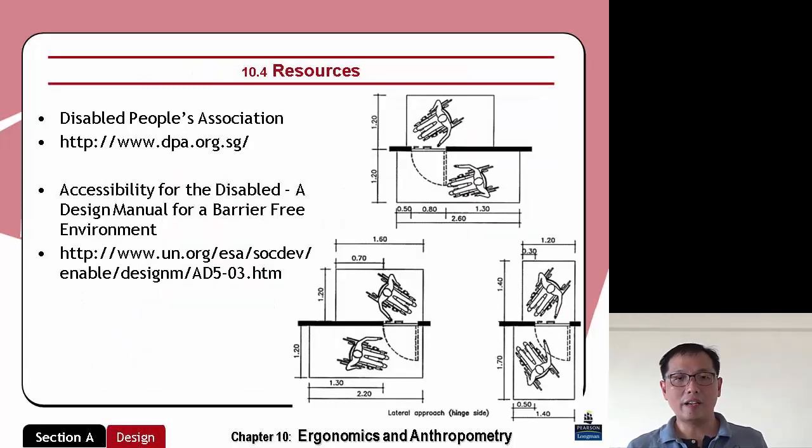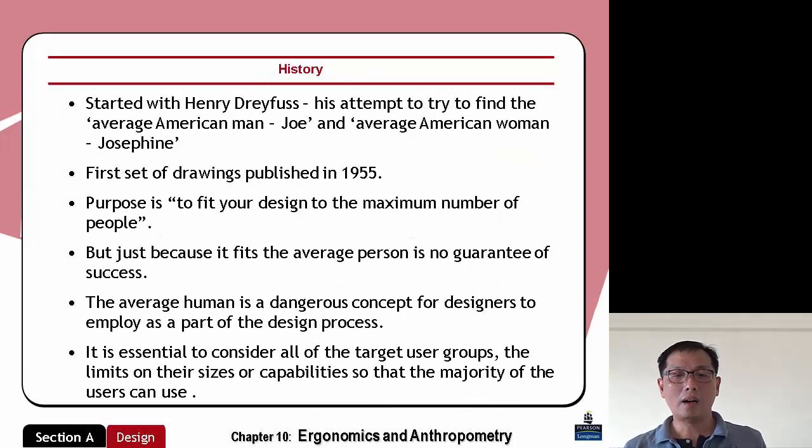These are resources available for you, the websites you can actually download. It gives you a very good chart of how doors can be opened by wheelchair users and how things can be accessed easily by wheelchair users. I'm going to give a little history of how ergonomics came into place.